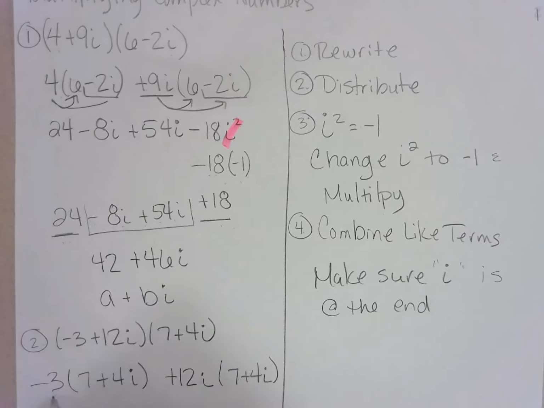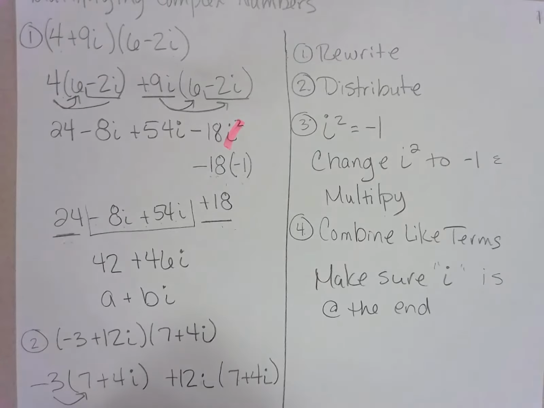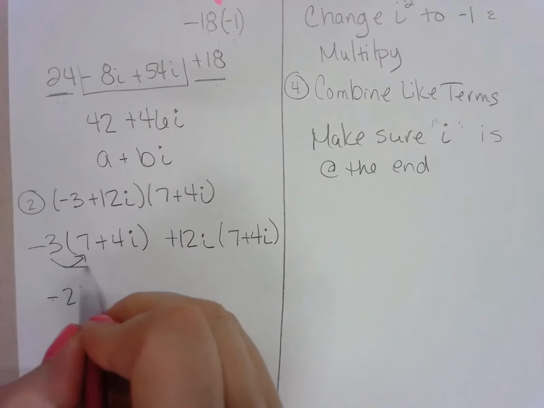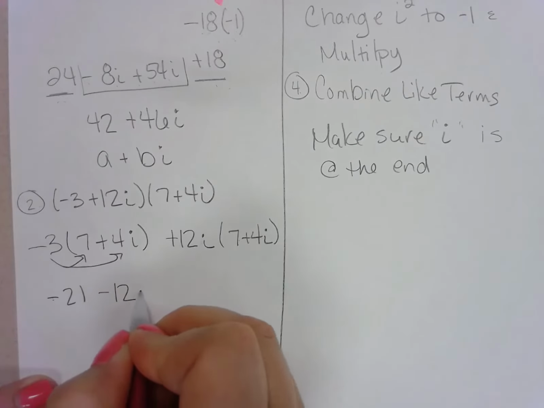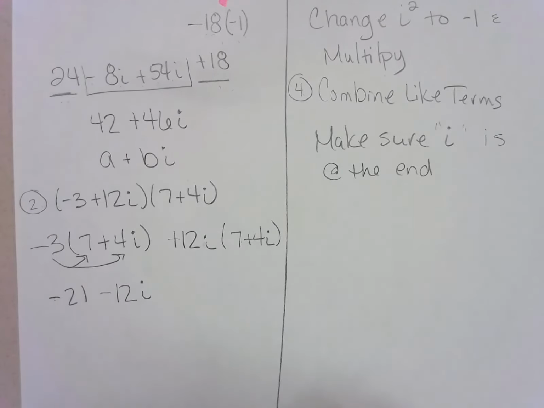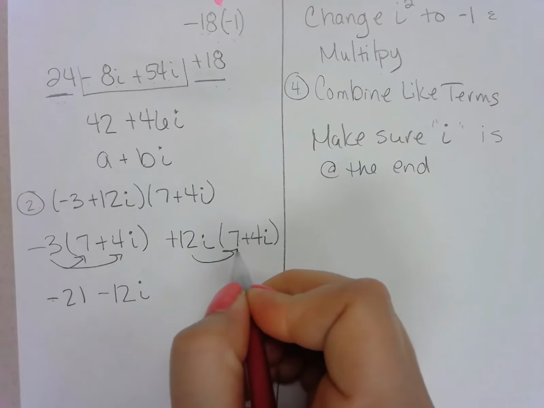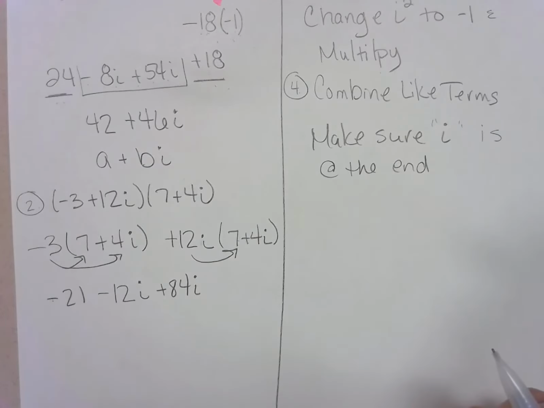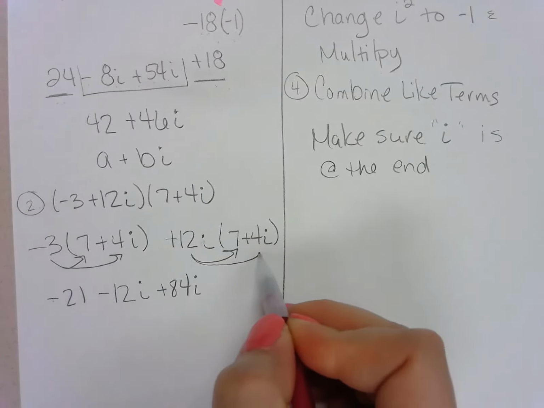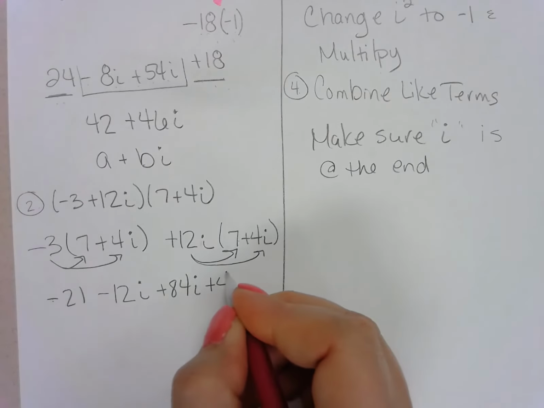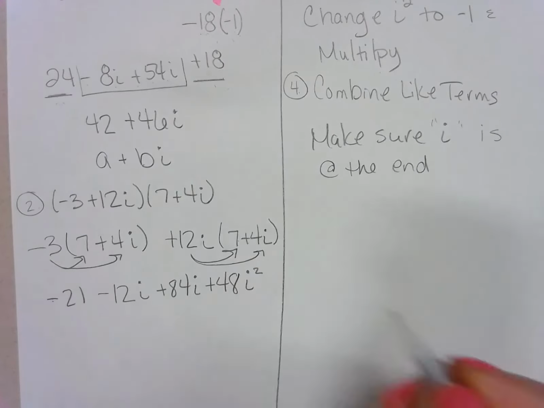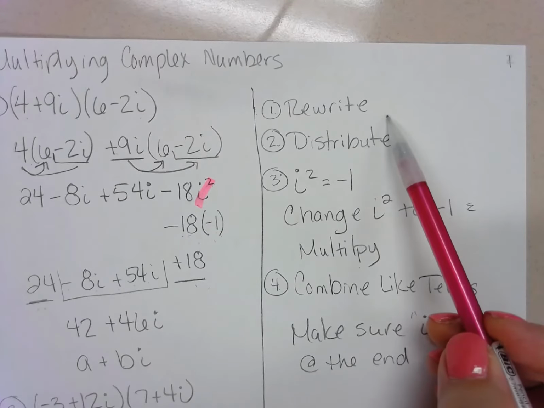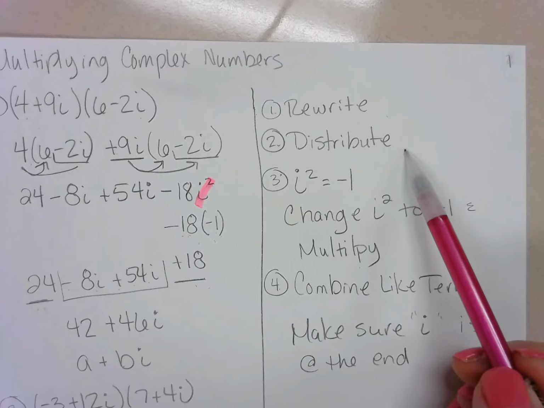So negative 3 times positive 7 is negative 21. And negative 3 times 4i is negative 12i. And 12i times 7 is positive 84i. And 12i times 4i is positive 48i squared. So we have rewritten the problem and we have done the distribution.